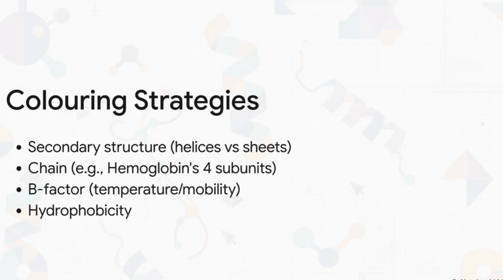We're not just making it look pretty, we're giving it meaning. By sweeping vivid colors across the molecule, we can distinguish secondary structures, separate hemoglobin's 4 distinct chains, visualize temperature and mobility via B factors, or even map out hydrophobicity to spot those oily membrane regions.